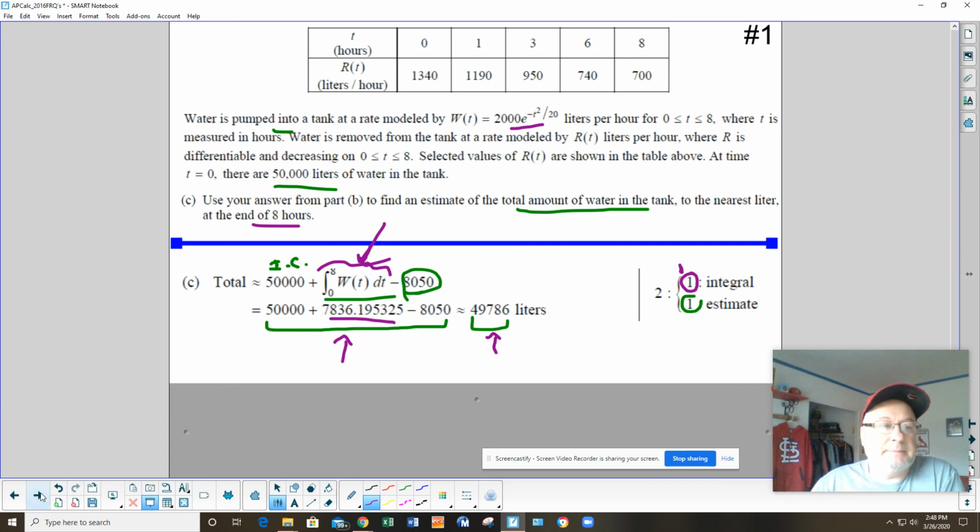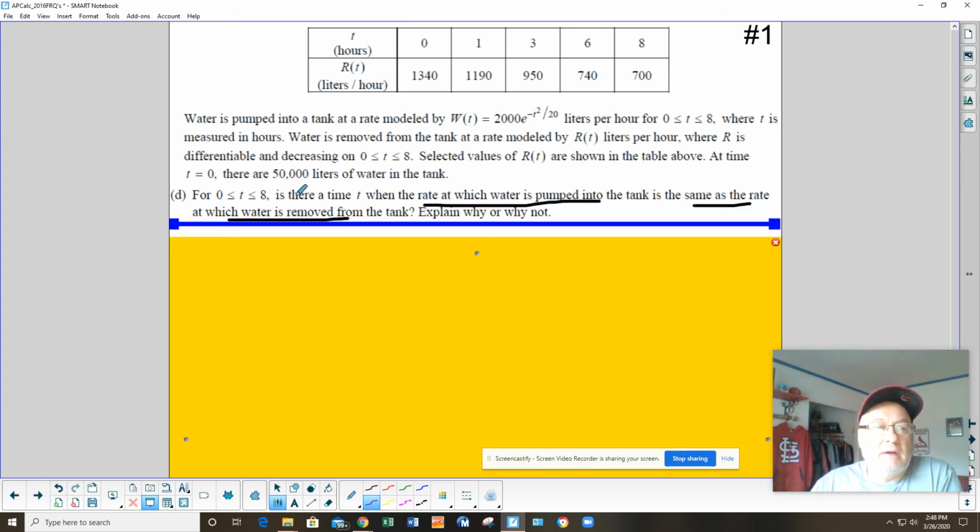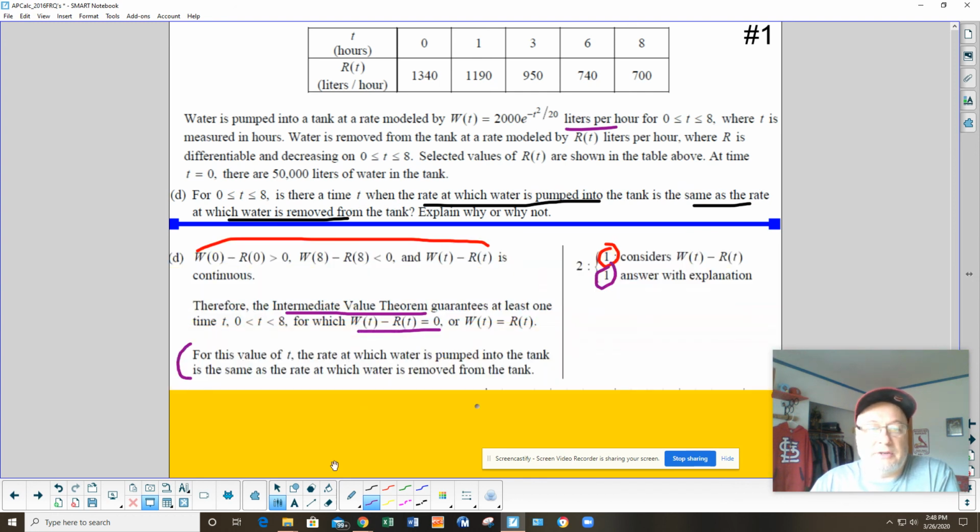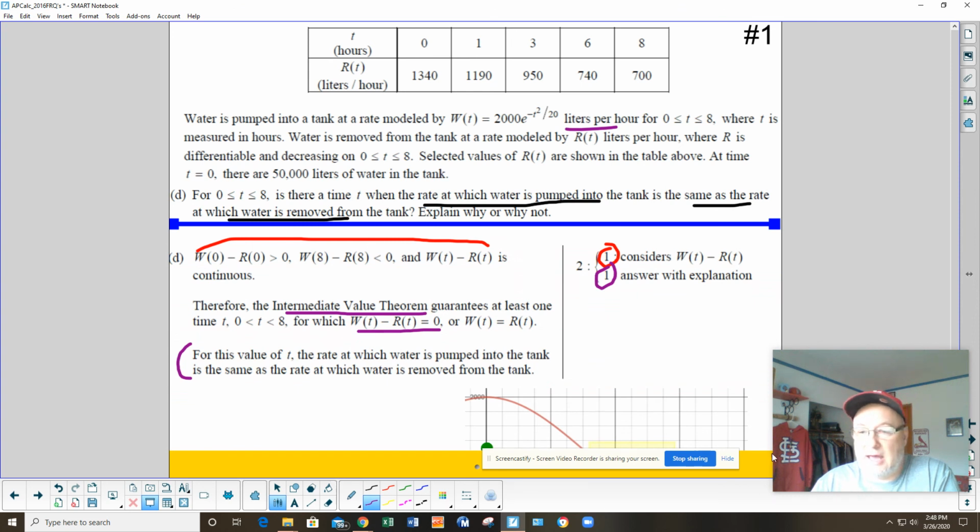Moving on to part D. So part D, from 0 to 8, is there a time at which the rate, don't forget these are given rates, at which the water pumped into the tank is the same as the water being removed from the tank? Explain why or why not. Well, there's a lot going on here in terms of how you can kind of view all this.